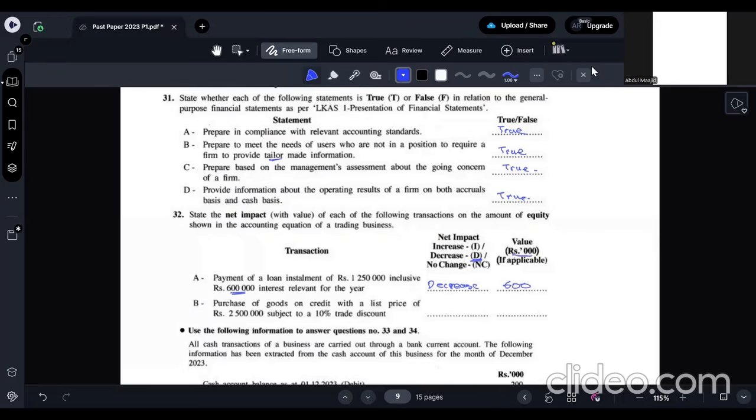Purchase of goods on credit with a list price of 2,500 subject to a 10% trade discount. So the final purchase price after deducting the trade discount of 10%, which is 250, is 2,500 minus 250, that is 2,250. The purchase price of 2,250 will increase your inventory and increase your creditor. So there is no change in your equity. No change. You can say 0 or put a dash.